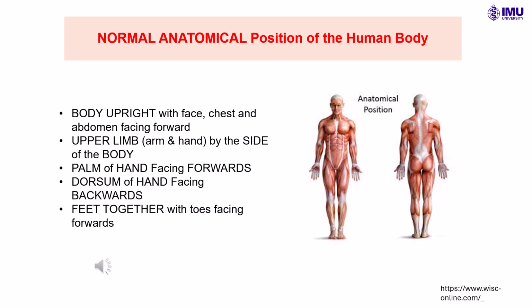Normal anatomical position of the human body. Normal anatomical position is used to describe the normal locations of limbs, body parts, and organs in the human body. Body upright with face, chest and abdomen facing forward. Upper limb, arm and hand, by the side of the body. Palm of hand facing forwards. Dorsum, or back of hand facing backwards. Feet together, with toes facing forwards.